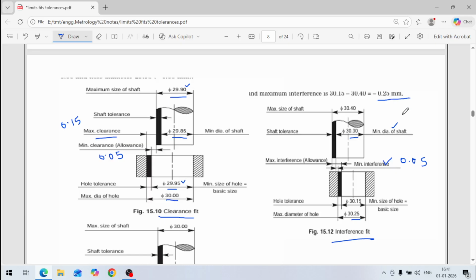Maximum interference, how much is it? Maximum interference is 0.25 because it is 30.4 and that was 30.15. So this is the maximum interference. So this way we can calculate how much the interference is.